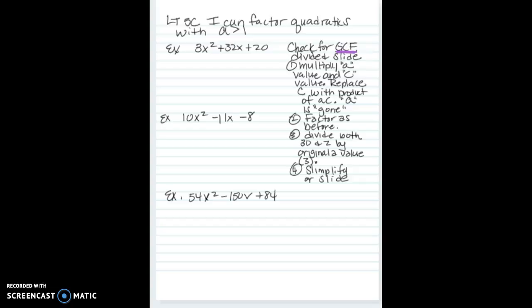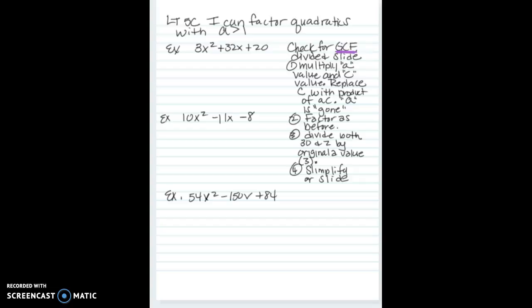So 3, 32, and 20 are not all divisible by a common factor other than 1, so no GCF there. And the three terms do not all have the same variable, so there's no common factor there. So we are going to take some steps here. This is called divide and slide.